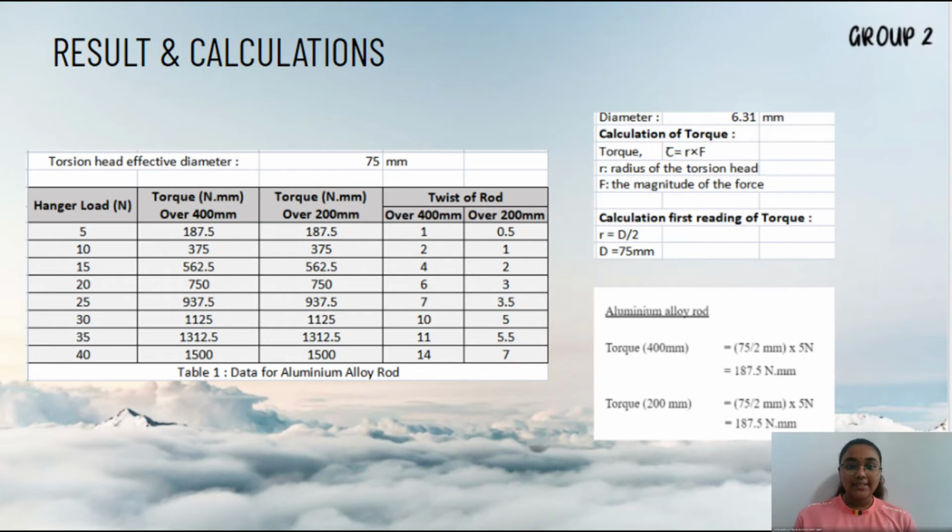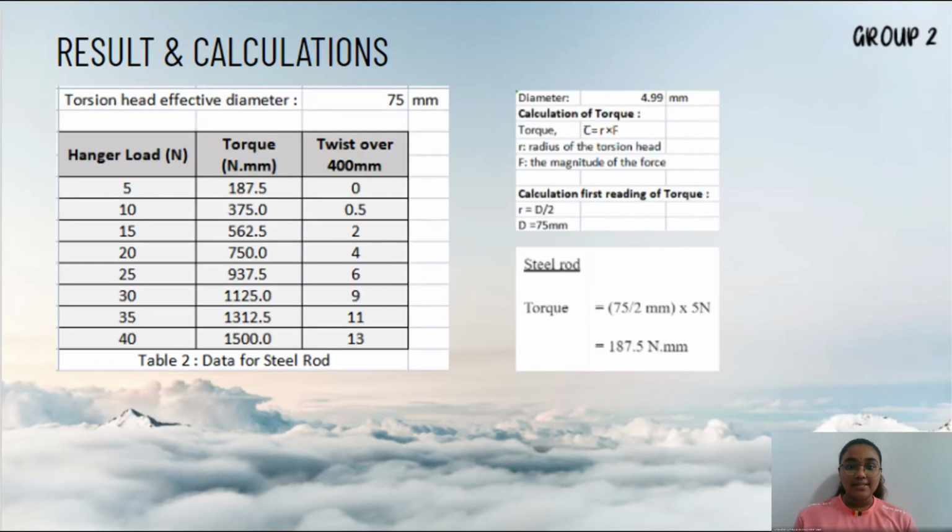Next, for the second type of rod, which is the steel rod, the data given is its diameter of 4.99 mm and the torsion head effective diameter equal to 75 mm. Thus, Table 2 shows the complete data after obtaining the torque with the same calculation method and formula.